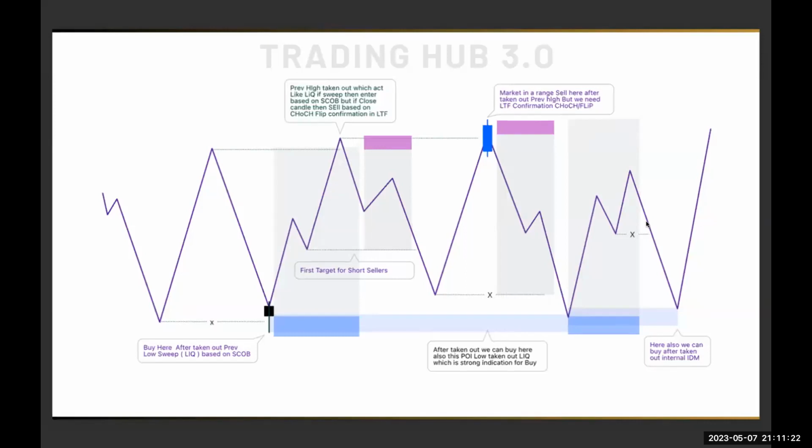Did you say no choch needed when it sweeps the low? Yes, sir. When you sweep the high or low, main high or low, then you don't need lower time frame choch or flip or anything. Simply you can buy or sell based on single candle order block, also based on lower time frame 1 minute single candle order block after refinement of the higher time frame SCOB.